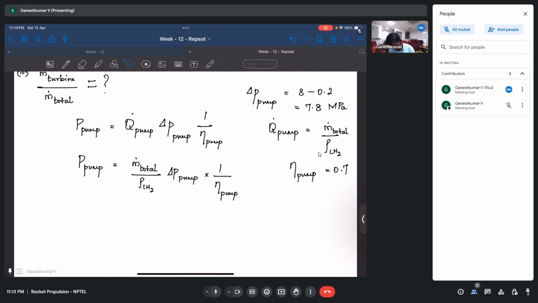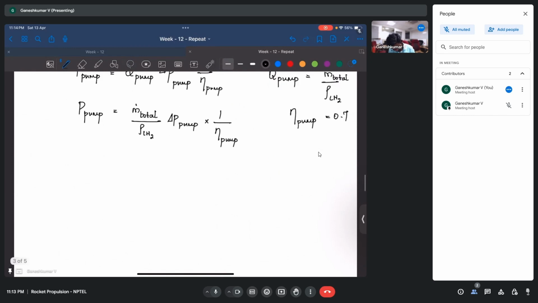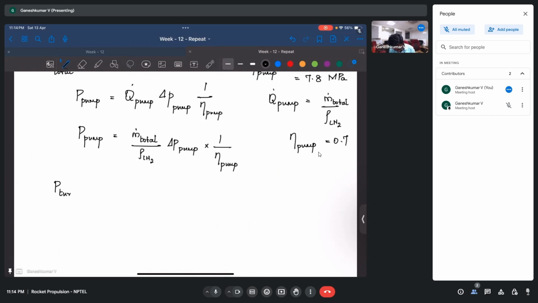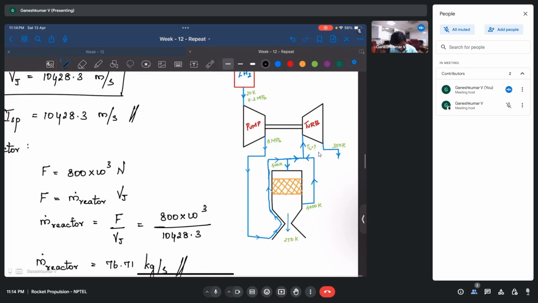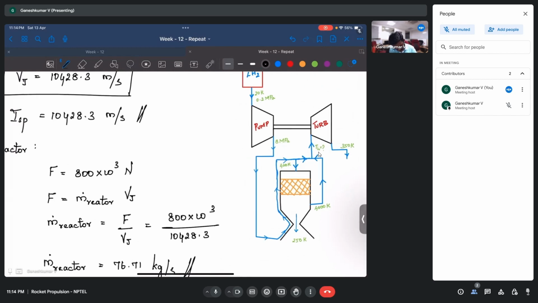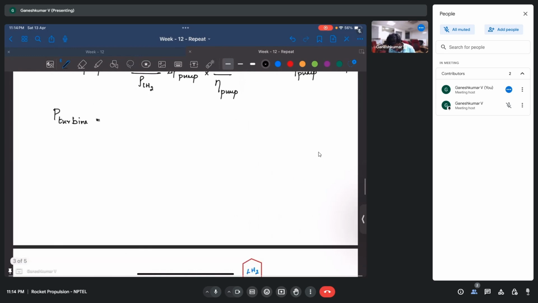Now let's look at the turbine side. This is about the pump. Now let's look at the turbine. How do we find the power of the turbine? In the turbine, you can see that the work is coming out. So if I want to draw this separately, the turbine would look something like this. Something is coming in at a certain temperature and something is going out at a certain temperature, which is 350 Kelvin, we all know.